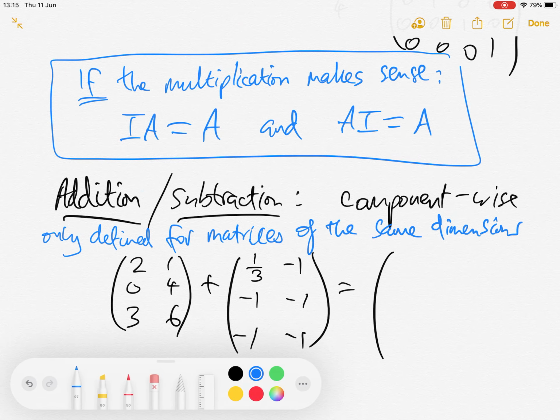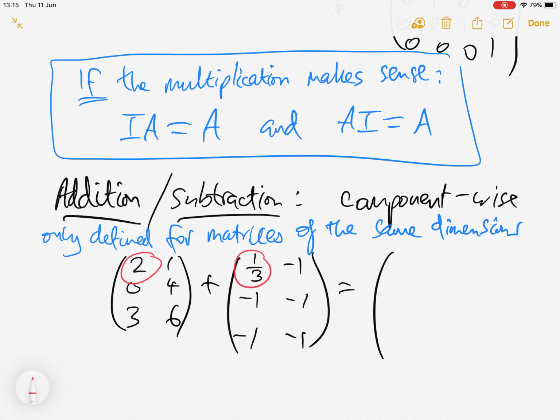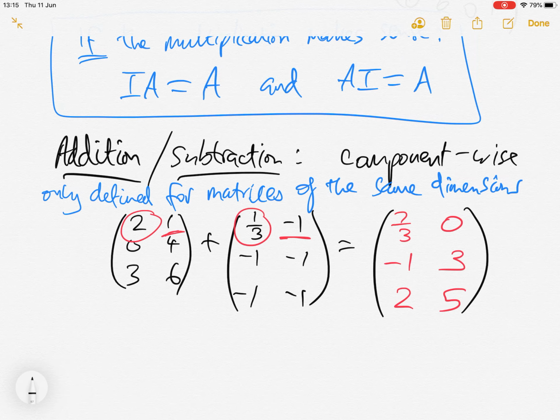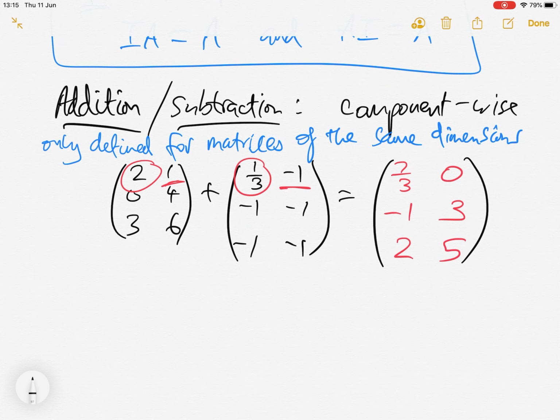So we take the 2 and the third and add them together to give 7 thirds. We take this 1 and this minus 1 and add them together to get 0. 0 minus 1 makes minus 1. 4 and minus 1 makes 3. 3 and minus 1 makes 2. 6 and minus 1 makes 5. So we just do it in exactly the way you think we would, and same for subtraction.